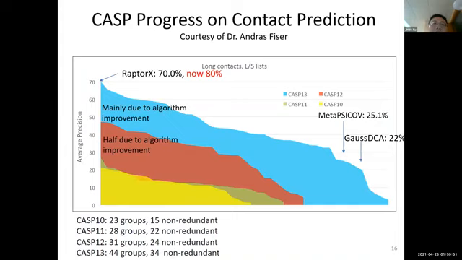So here I show you the progress on contact prediction in the past 4 CASPs. In this picture, X is the predictors, and Y is the precision. Each color represents one CASP. You can see in CASP 10, the best precision is about 20%, and in CASP 11 it is about 27%, and CASP 12 is 47%. CASP 13 is 70%, and now we can do 80% on the same CASP 13 targets.